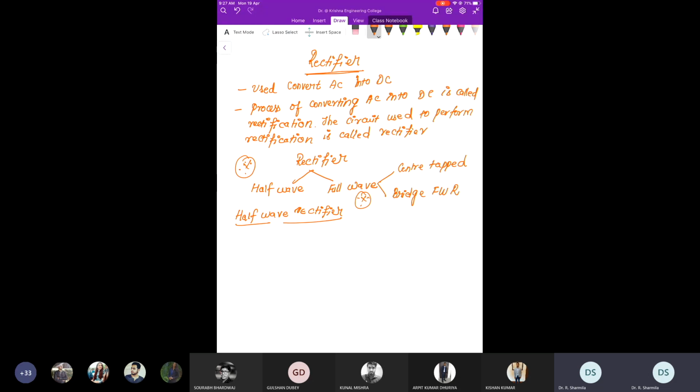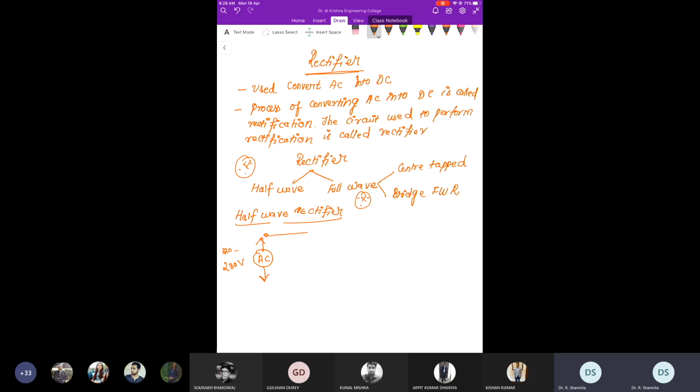So first I will draw the diagram of the half wave rectifier. Already I told you the input for the rectifier is AC. The rectifier is mainly used to convert AC into DC, so the input for the rectifier is nothing but an AC voltage only. You know that if you are connecting to any plug point, we will get a voltage near to 220 to 230 volt.